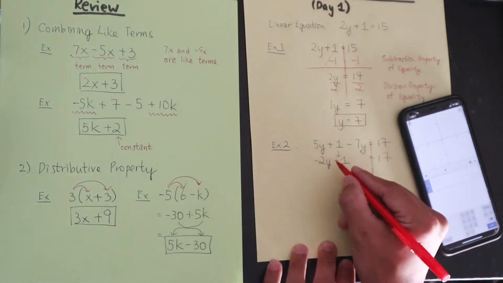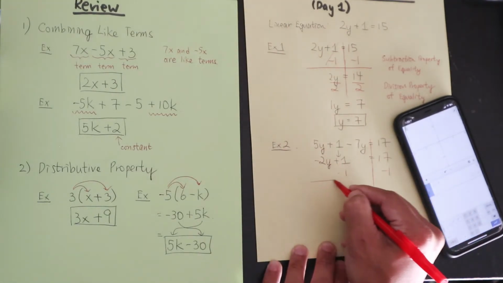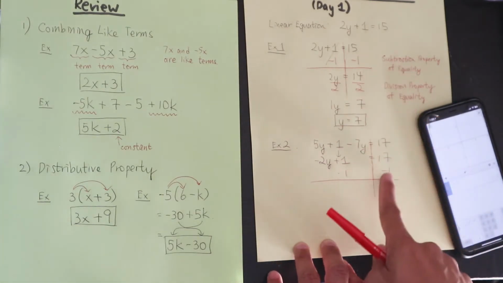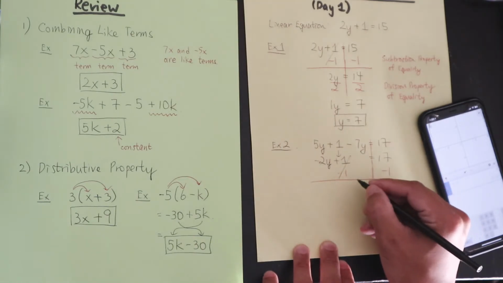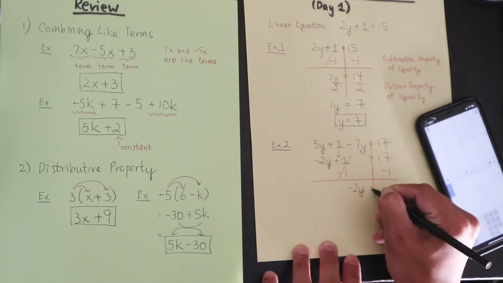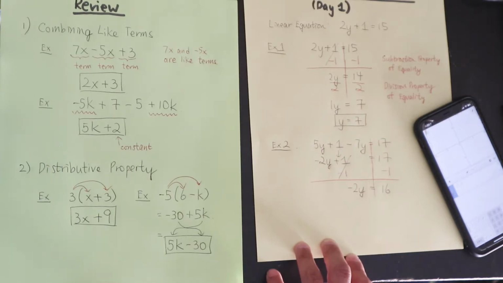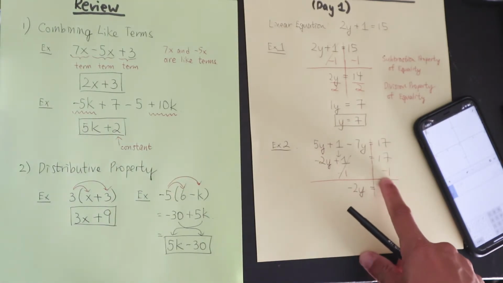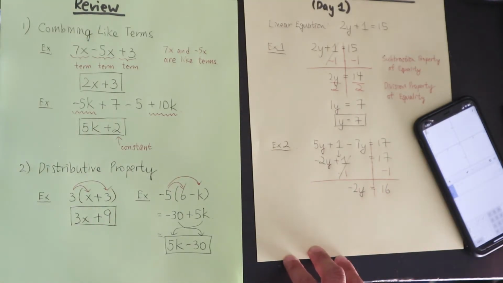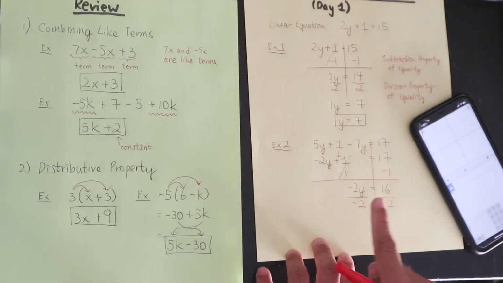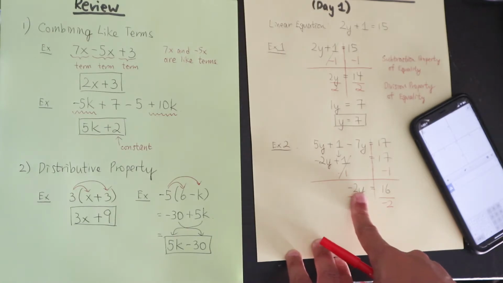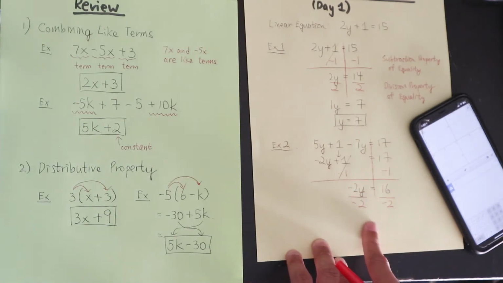So you're going to subtract 1 on both sides, like this. Again, we're using subtraction property of equality. And then the ones cancel. So it becomes negative 2y is equal to 16. So 17 minus 1 is 16. And then after that, you divide both sides by negative 2, because it's multiplication in the first place, so the opposite of multiplication is division.